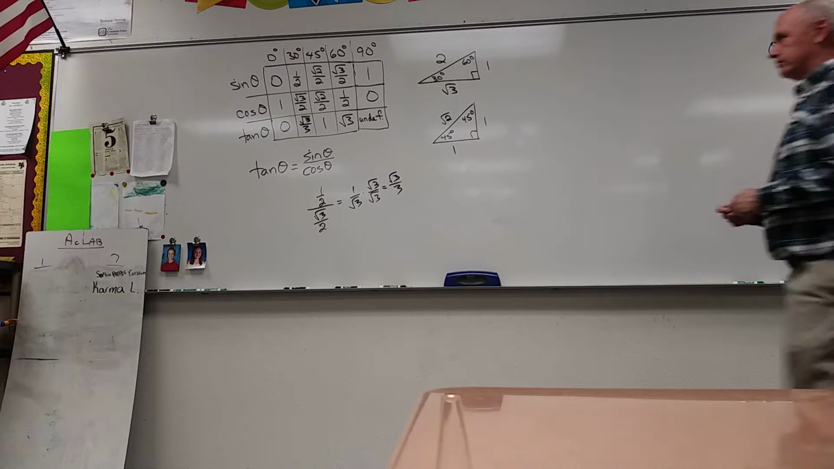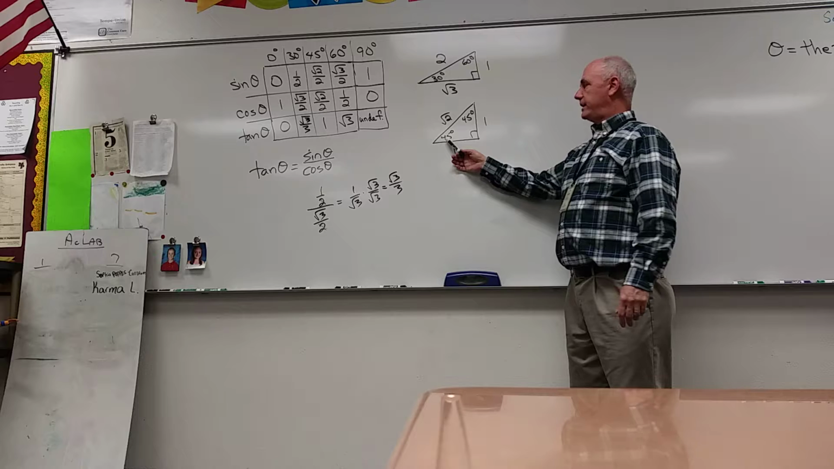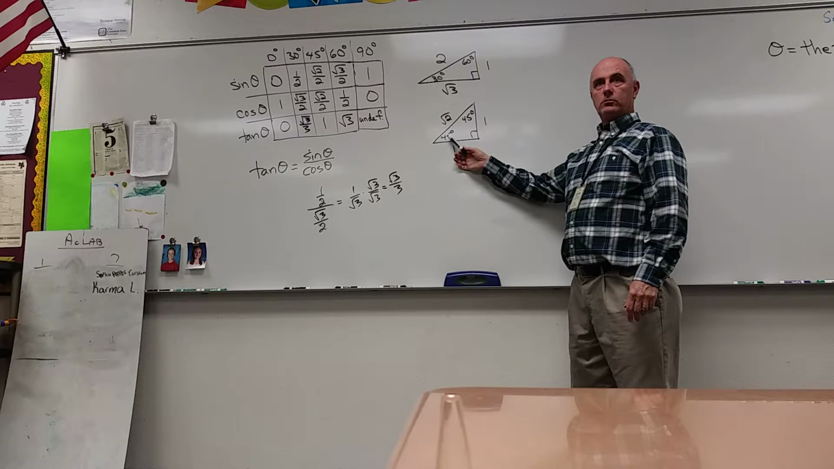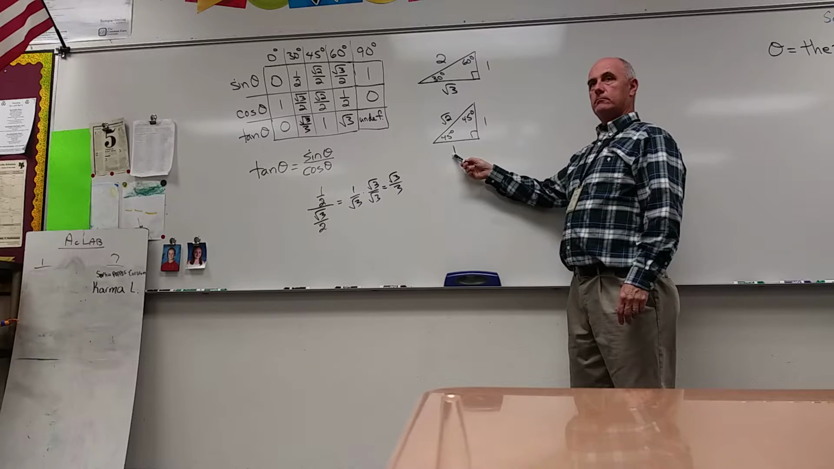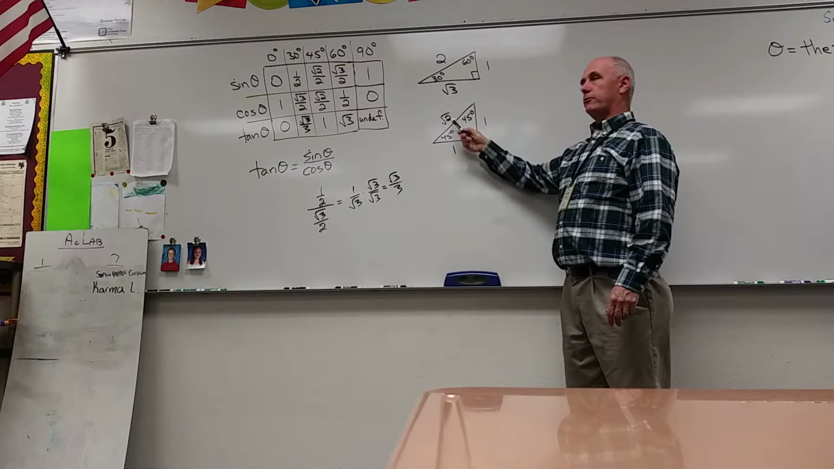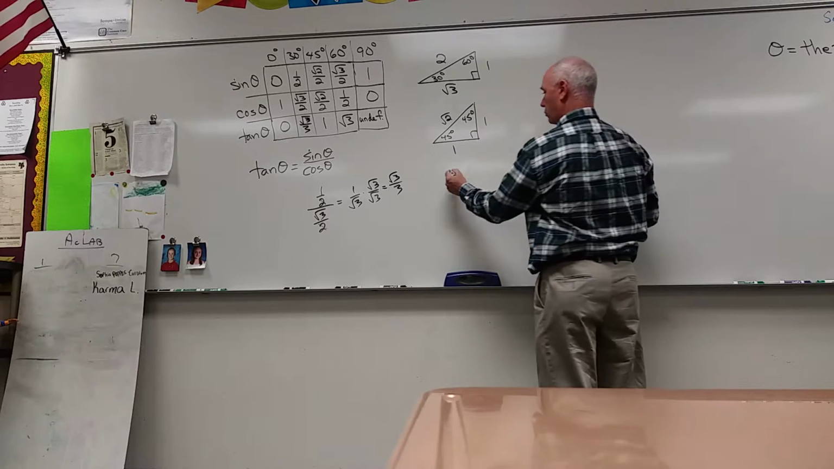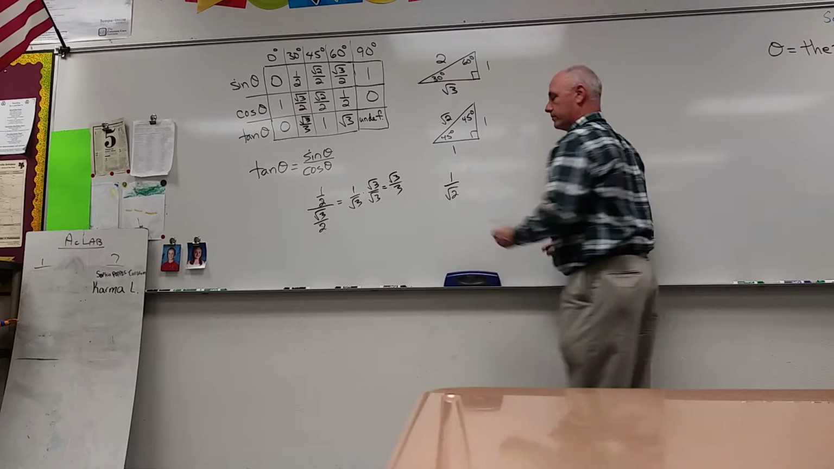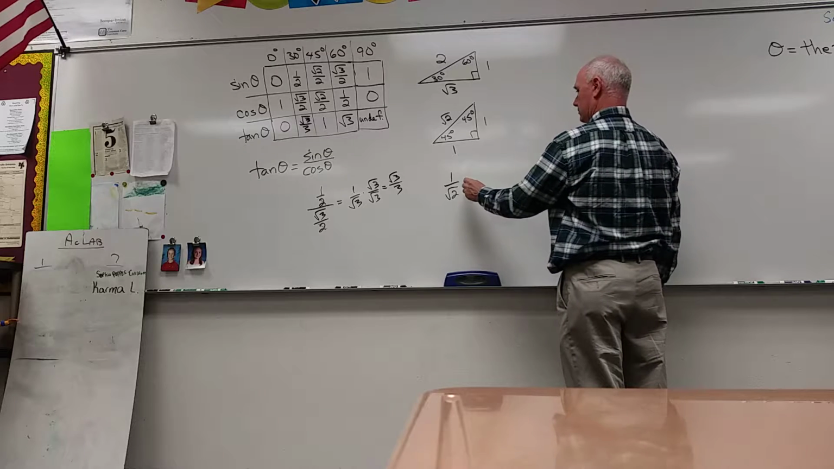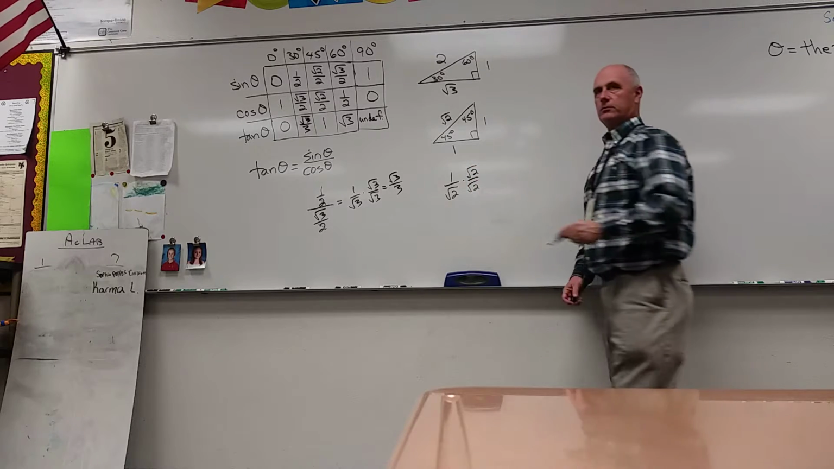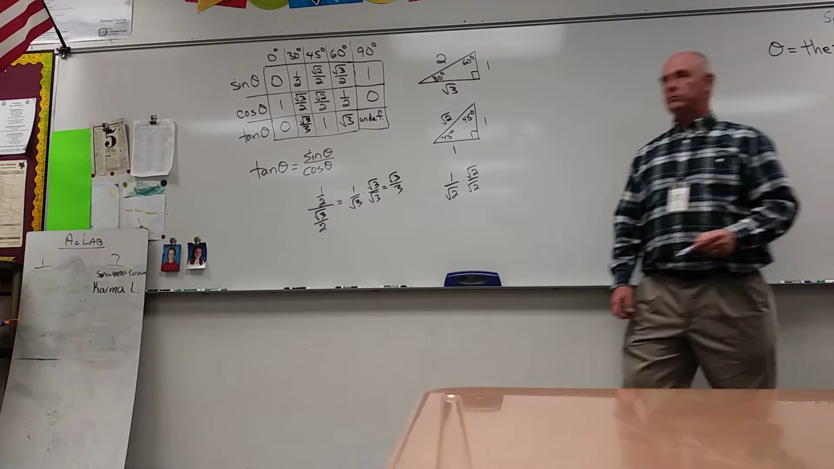Square root of 2 over 2. Okay. Cosine is adjacent over hypotenuse, right? So adjacent is 1. Hypotenuse is square root of 2. So it's 1 over square root of 2. But then we will rationalize with square root of 2, which will give us square root of 2 over 2.